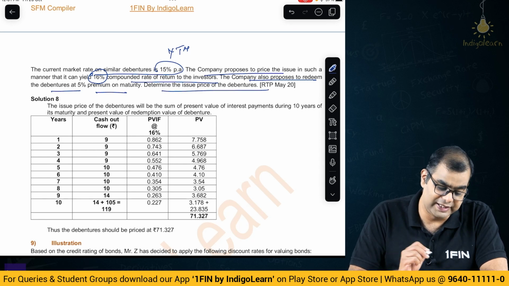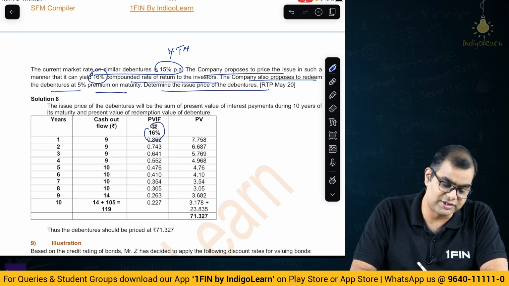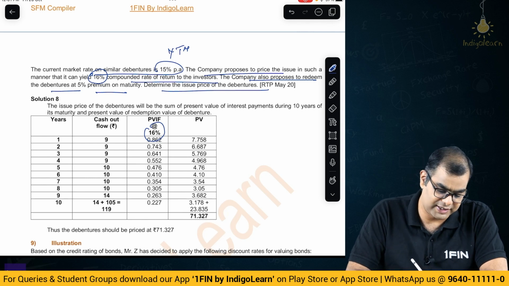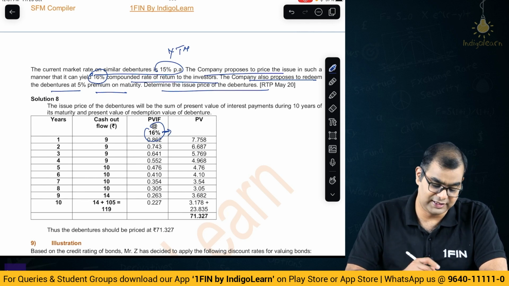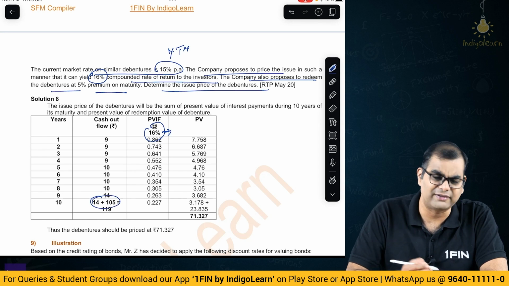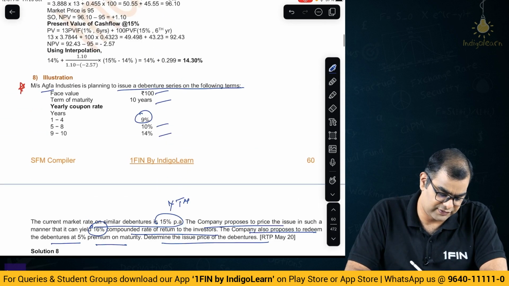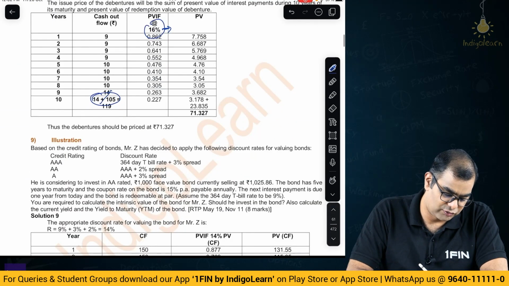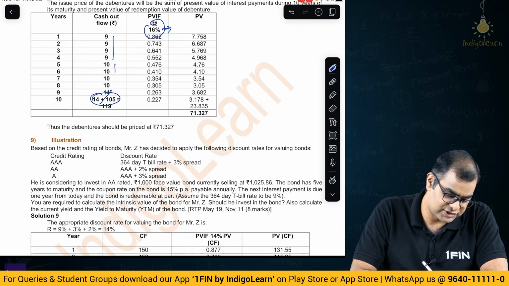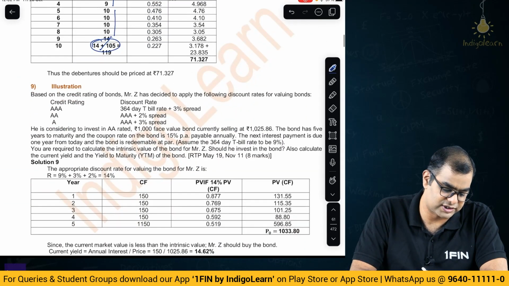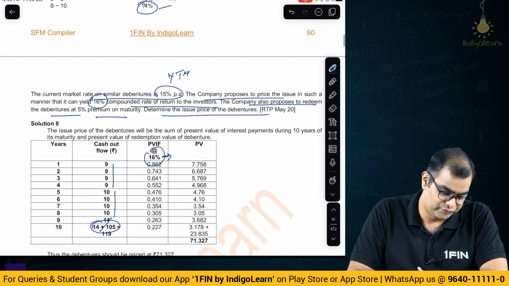So, yield is already given at 16, even though similar debentures are 15, because of the complications that this particular debenture has, they are planning to price it at 16, and they are also going to redeem at a premium of 5 rupees. 5%, which is 5 rupees, 100 by 5% is 5 rupees, and the last 2 years coupon is 14%. So, last 2 years is 14, first 4 years is 9, next years is 10.